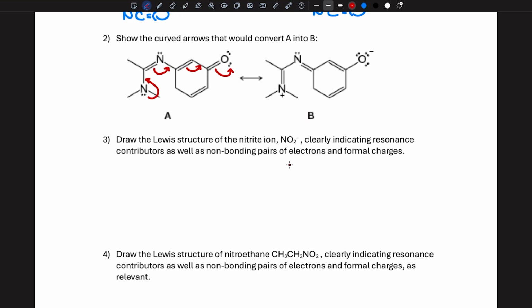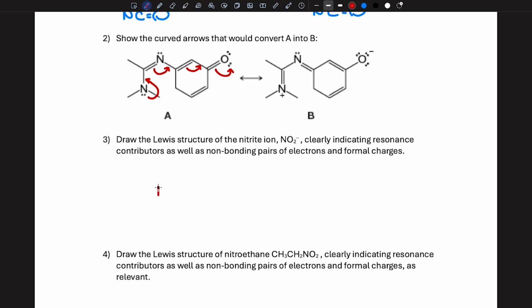So in other words, draw some resonance structures. And they want us to draw all the non-bonding pairs of electrons and indicate formal charges. We're just going to indicate formal charges where they exist. I'll verbally explain that we have no formal charge in a specific atom.